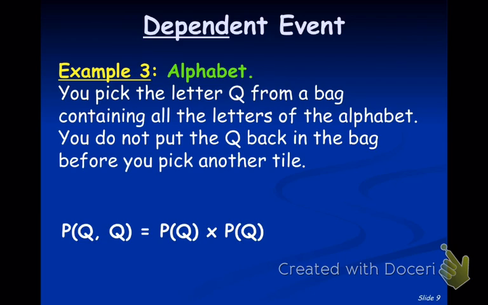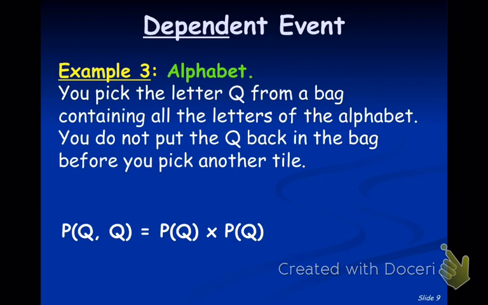Next one says you pick a letter from the alphabet. And so you have the entire alphabet A through Z. You pick the letter Q from a bag containing all the letters in the alphabet. You do not put the Q back in the bag, so again, it's dependent. And then you pick another Q from the bag. So let's go ahead and figure out that probability of getting the Q twice.